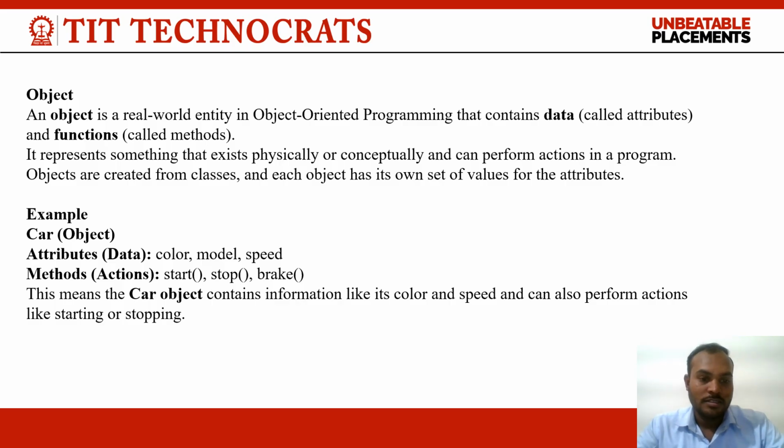Example, car is an object. Attributes like color, model, speed. Methods: start, stop, and brake. This means the car object contains information like its color and speed, and can also perform actions like starting and stopping.